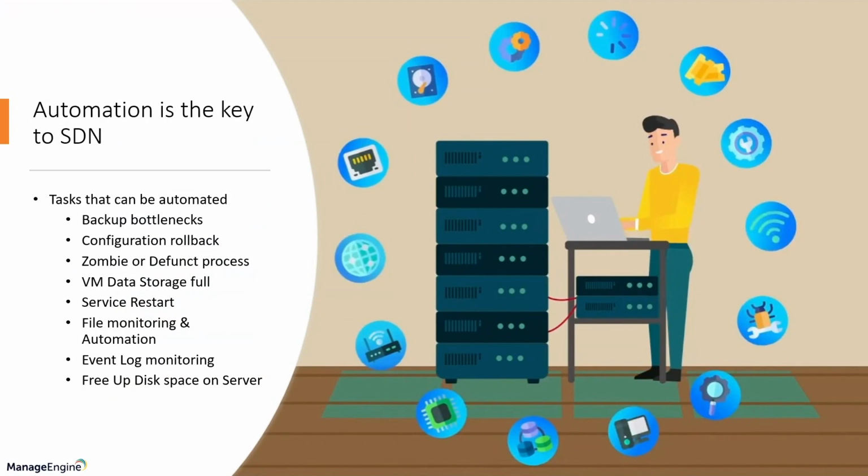How can you automate and monitor the file and folders within your file servers? And you will also be able to monitor the event logs and how can this task be automated using OpManager. And finally, how can you free up some disk space on the server so that you are left with much more space for other operations to be carried out on the server.